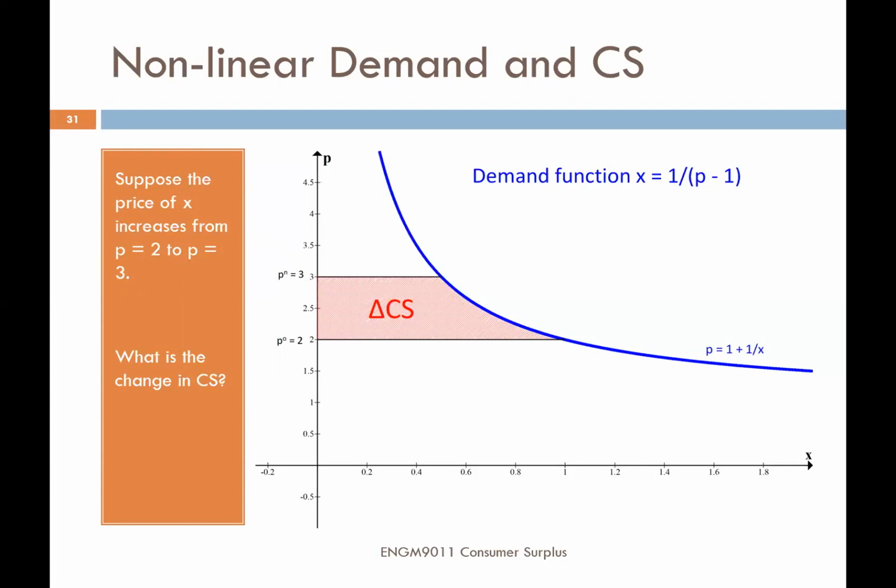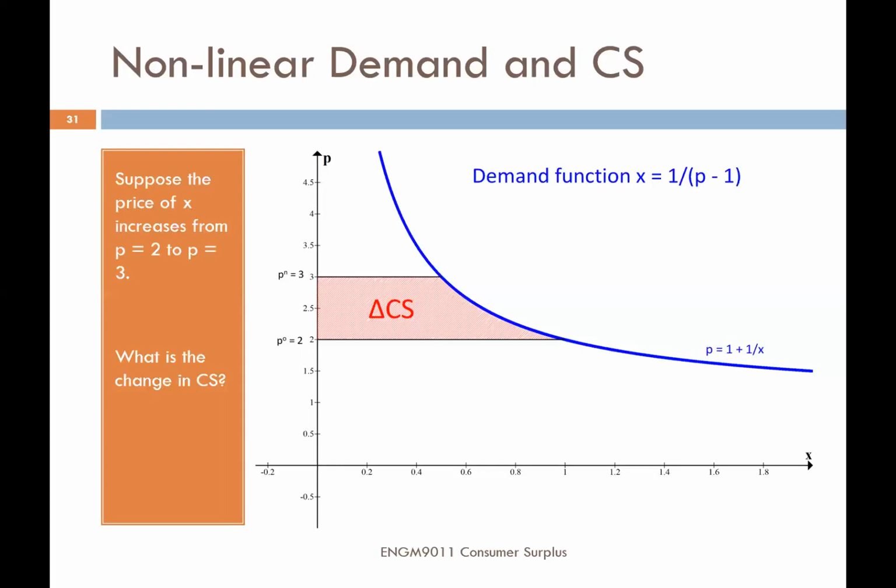So that's why this method of calculating the change in consumer surplus by calculating the area to the left of the demand curve between the prices is preferable to calculating the consumer surplus before and the consumer surplus after. Because if you try to calculate the consumer surplus before and after, it may be infinite, right? Because the curve goes off to infinity as X goes towards 0. That's why this method is preferable for calculating the change in consumer surplus.